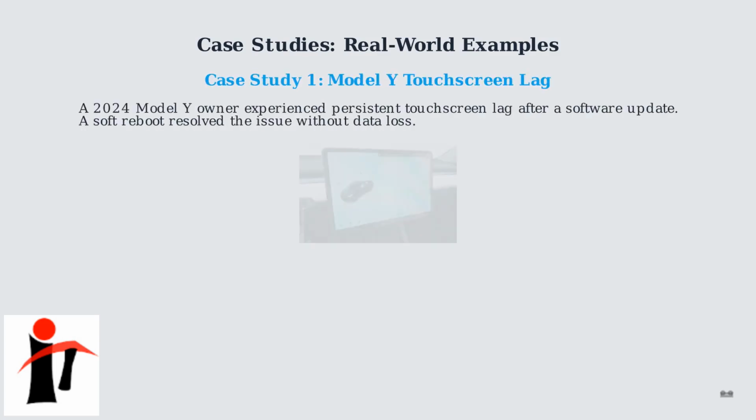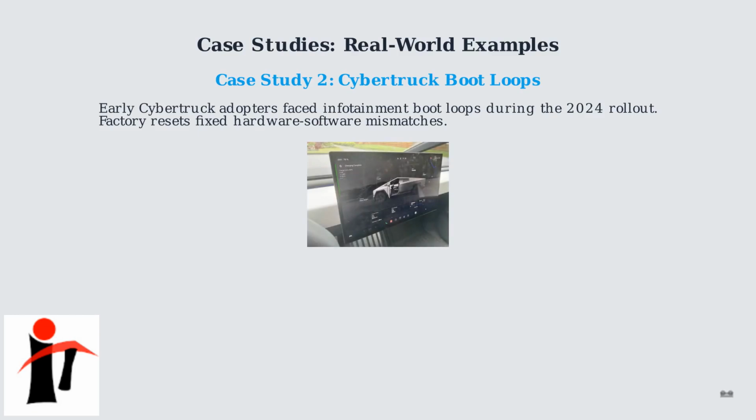Many Tesla owners have successfully resolved various issues using different types of resets. Here are some real-world examples that demonstrate the effectiveness of these procedures. First, a 2024 Model Y owner reported persistent touchscreen lag following a software update in June 2024. Tesla support guided them through a soft reboot, which cleared the temporary memory issues and restored smooth operation without any data loss. Second, during the 2024 Cybertruck launch, early adopters encountered infotainment system boot loops due to hardware-software mismatches. Performing a full factory reset restored complete functionality, as documented in Tesla's service bulletins.